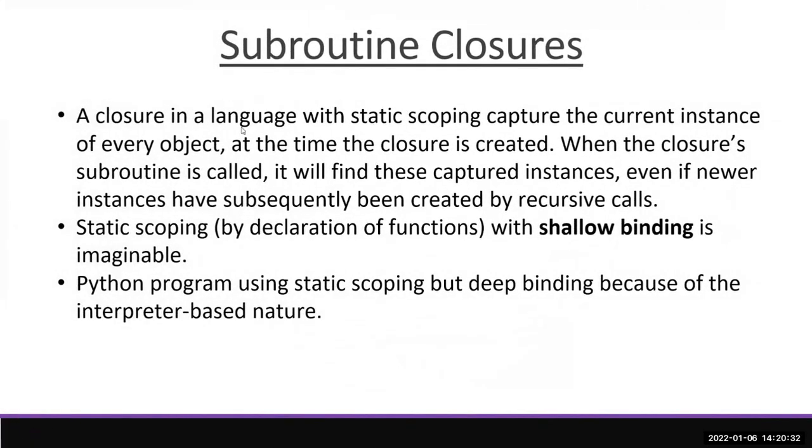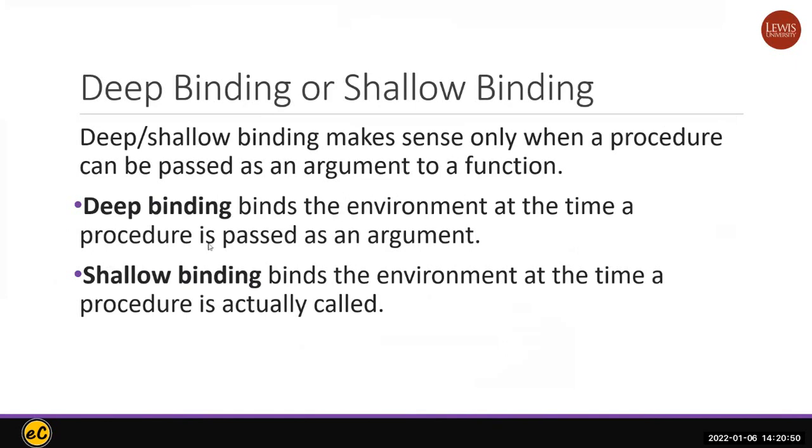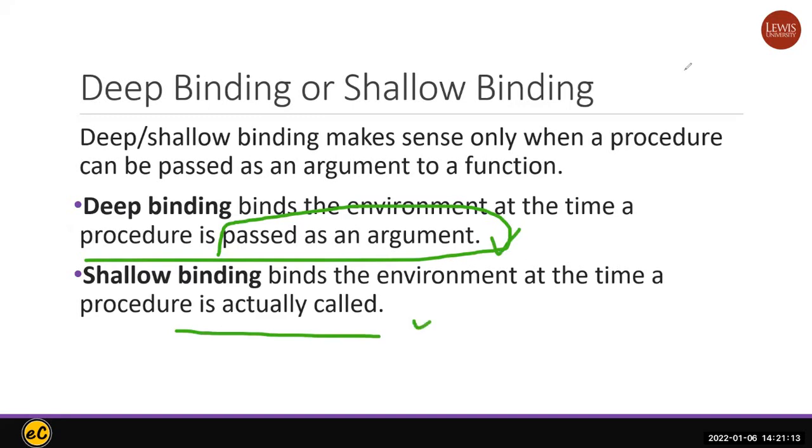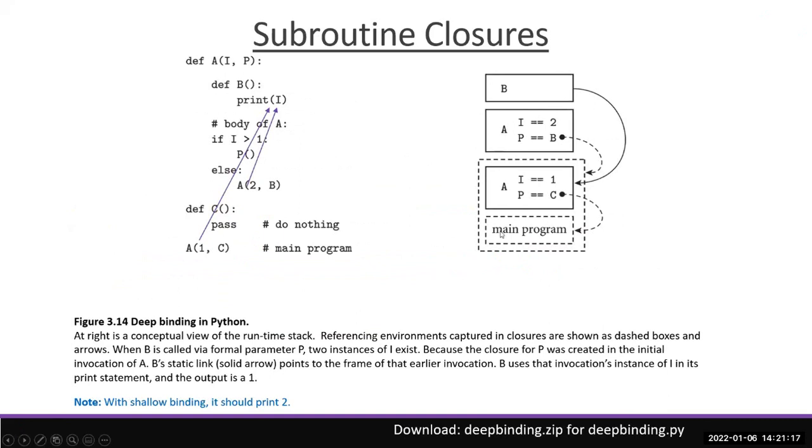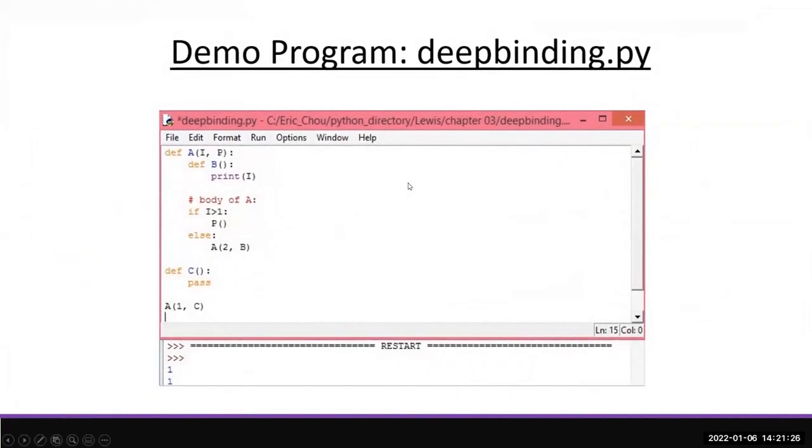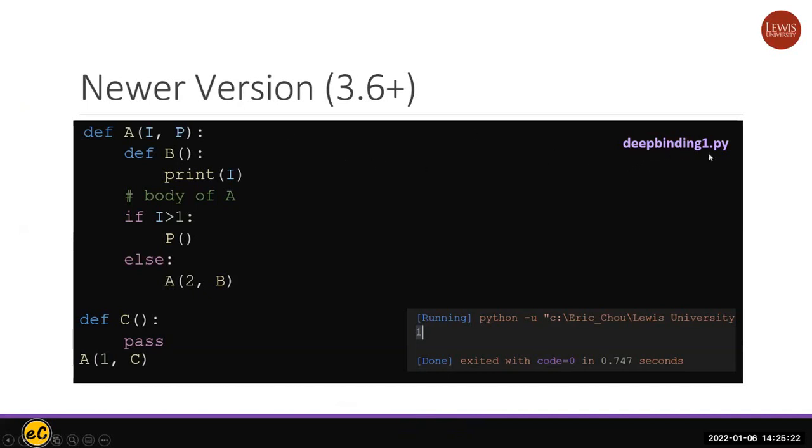A closure in a language with static scoping captures the current instance of every object. Because these are not core for Python, I'm going to skip them. Deep binding binds the environment at the time the procedure is passed as an argument. Shallow binding is binding at the time when the procedure is called. These are the differences, and that's what we see in this example. To figure this out, it's better to run Python Tutor. We don't repeat it; the same program you can find at deep binding one, and it will give you the deep binding example.